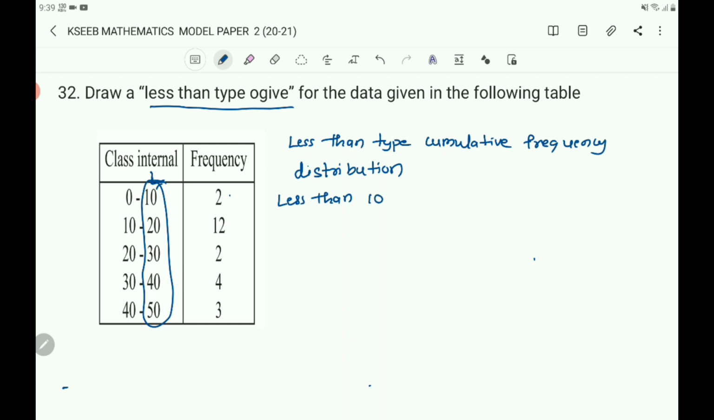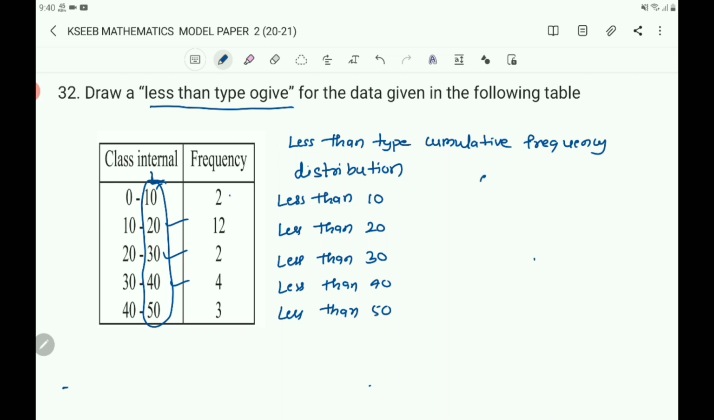10, less than 20, next less than 30, less than 40, then you write less than 50. Take the upper limit and you write, then you write the frequency, that is the CF you have to write.